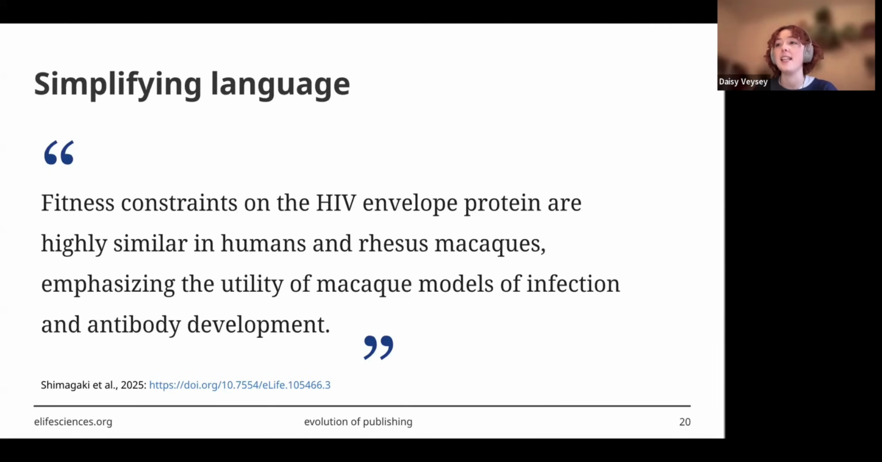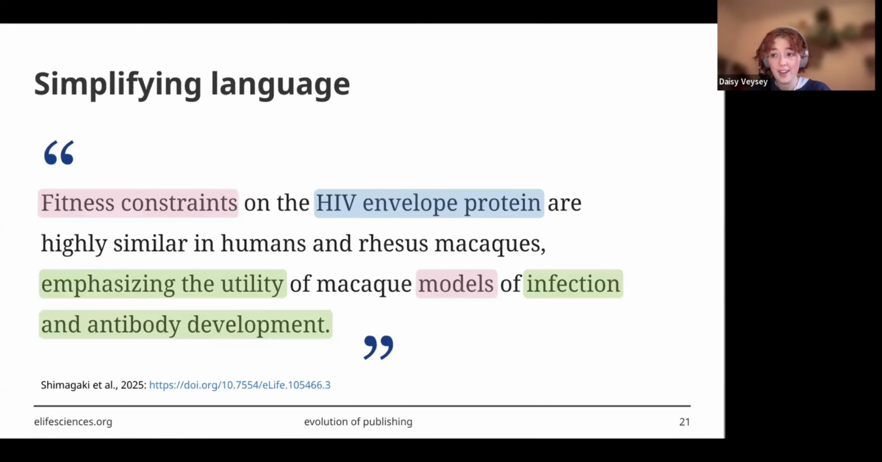So we have here an impact statement. I'll read it. Fitness constraints on the HIV envelope protein are highly similar in humans and rhesus macaques, emphasizing the utility of macaque models of infection and antibody development. Now, I've highlighted here some terms that I could quickly substitute to help someone understand this paragraph. In pink, I've highlighted fitness and models. I would consider those to be meta concepts. They're simple words, but they carry a lot of meaning to researchers that a layperson probably doesn't have access to. For example, fitness in this context has very specific evolutionary implications around survival, around reproduction.